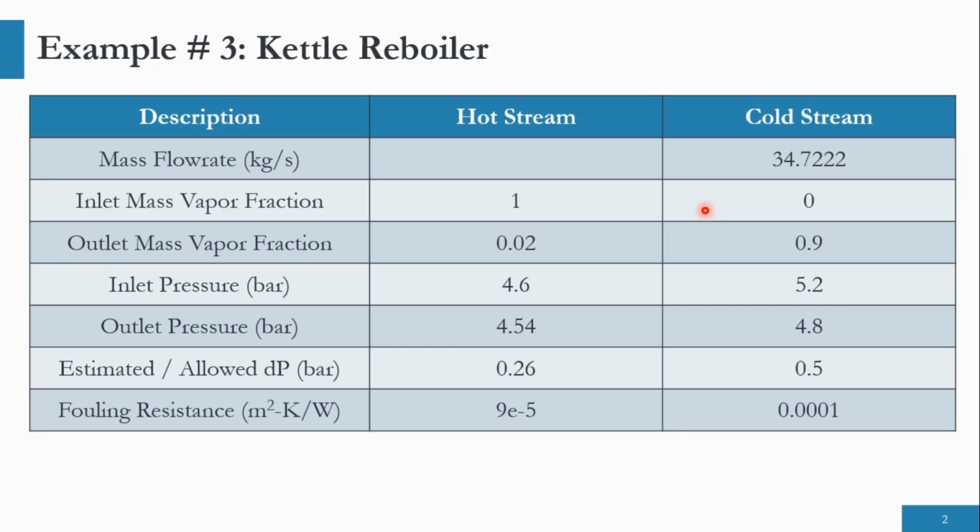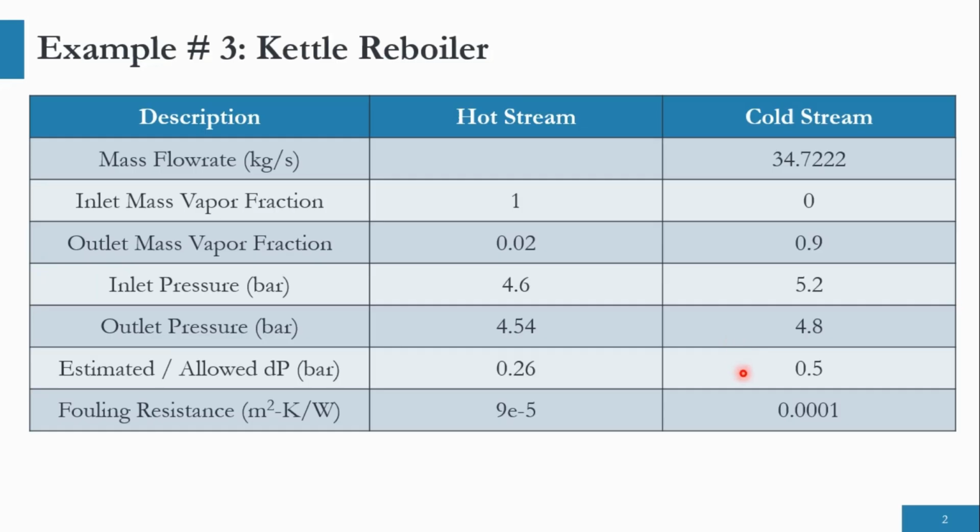We are given the mass flow rate for the cold stream, which is 34.7222. Instead of temperature, we are given the mass vapor fraction of 1 for the hot stream at inlet and 0.02 at outlet. For the cold stream, the inlet mass vapor fraction is 0, while the outlet is 0.9. The inlet pressure for the hot stream is 4.6 bar with an outlet pressure of 4.54 bar, a pressure drop of 0.26 bar. For the cold stream, the inlet pressure is 5.2 bar and the outlet pressure is 4.8 bar, with a pressure drop of 0.5 bar.